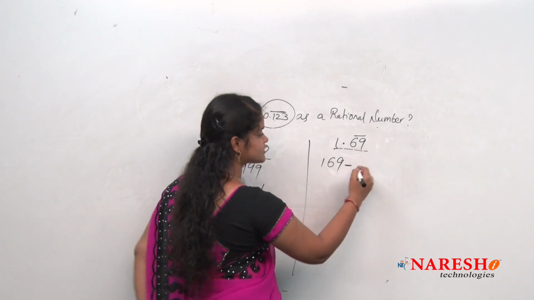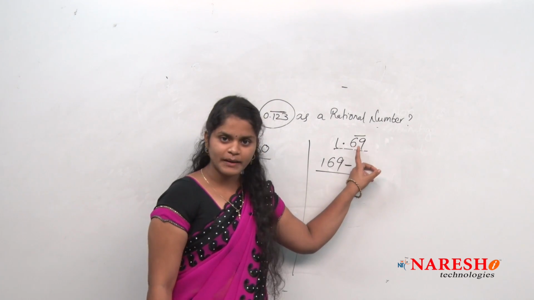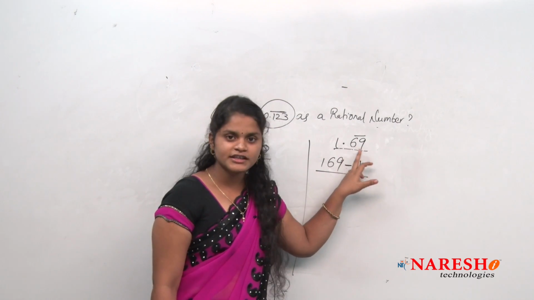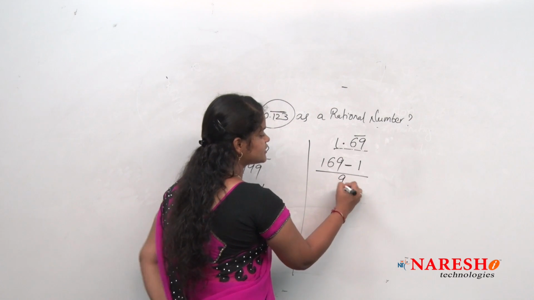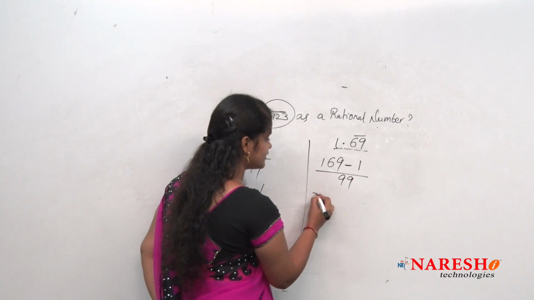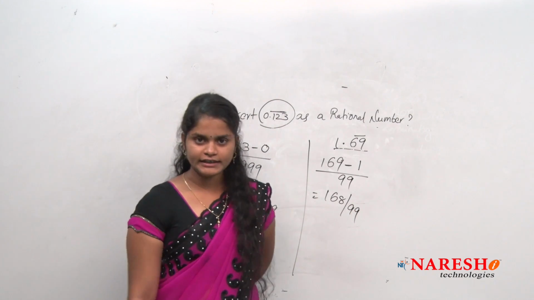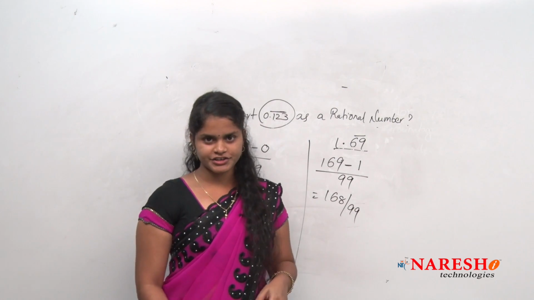So it will be 169 minus 1 divided by, how many numbers are having bar here? That many 9s will get in the denominator. Here how many numbers are having bar? 6 and 9, 2 numbers. So I'll get 2 9s in the denominator. So the answer will be 168 divided by 99. This is how we will convert a given number in the form of rational numbers.